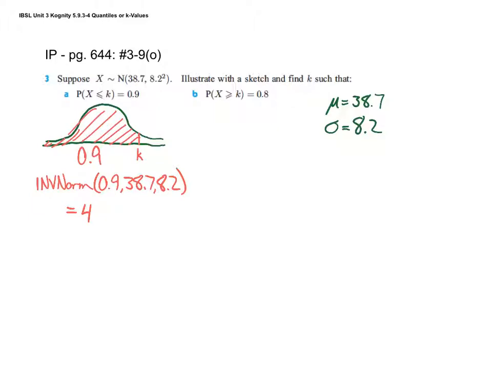49.2. Let's make sure that makes sense. If I have 38.7 plus 8.2, that's 46.9. That would be the 84% line. So it makes sense that this is a little bit higher than that, because we want 90%.